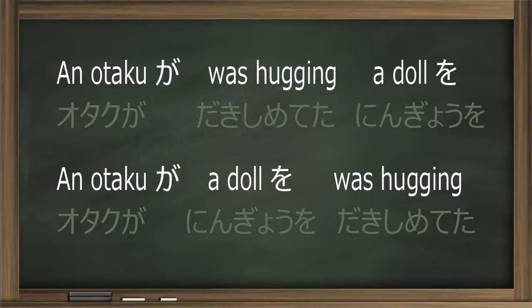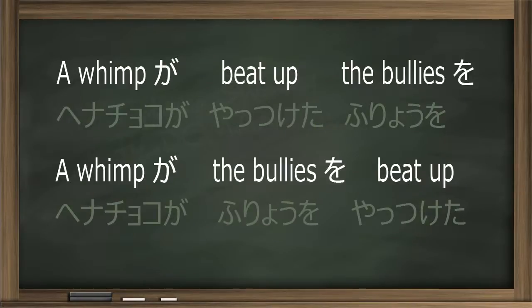An otaku ga was hugging a doll o. Okay. And the bottom one is an otaku ga a doll o was hugging. This is the last set of examples here.